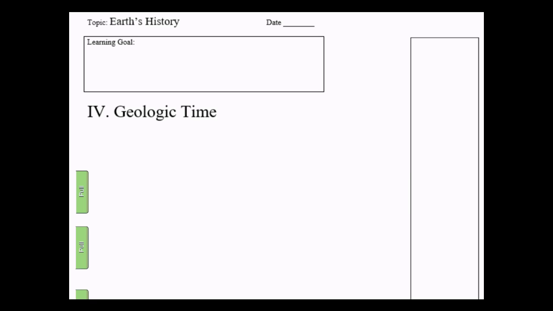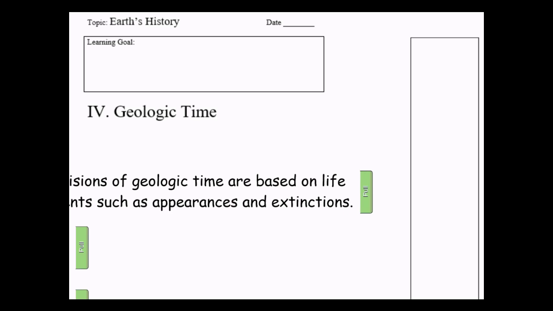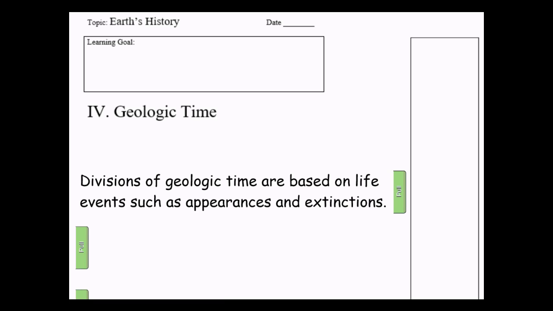There are 3 ideas, 3 points, 3 concepts about the Earth's geologic timescale that I'd like to share with you. Ben Franklin's life can be marked by major events, such as his kite experiment that we mentioned earlier. The Earth is no different. As we make divisions of geologic time, we often base them on life events, such as extinctions, like the dinosaurs.